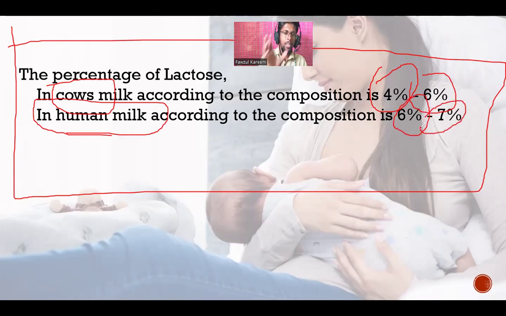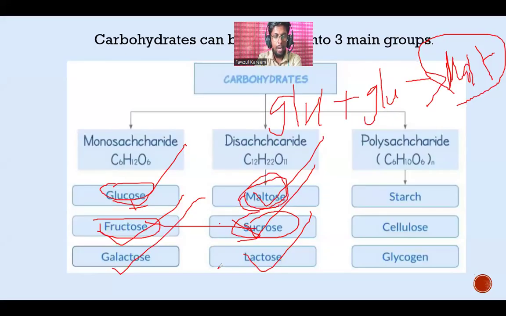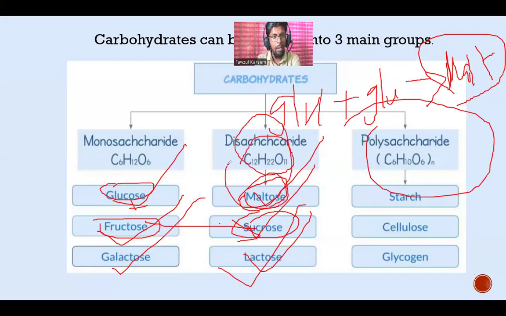If you take cow milk, it has 4 to 6% of lactose. If you take human milk, it has 6% to 7% of lactose. Okay. So this is the point that I missed last class. So now I think that I have discussed all the things about the disaccharide. Now we are going to discuss about polysaccharide. Then another important thing. Now you know the chemical formula for disaccharide. What is that?